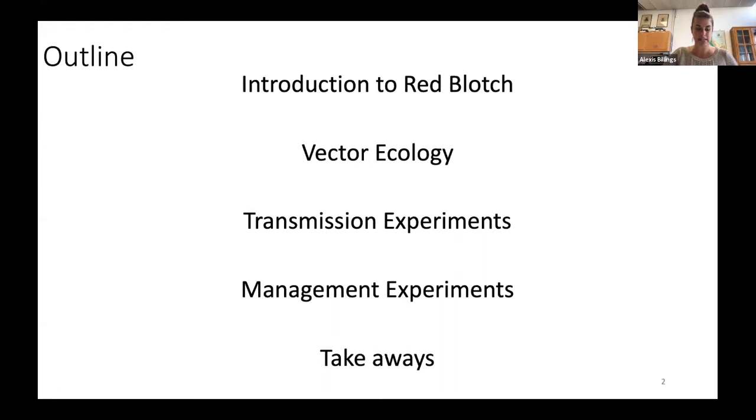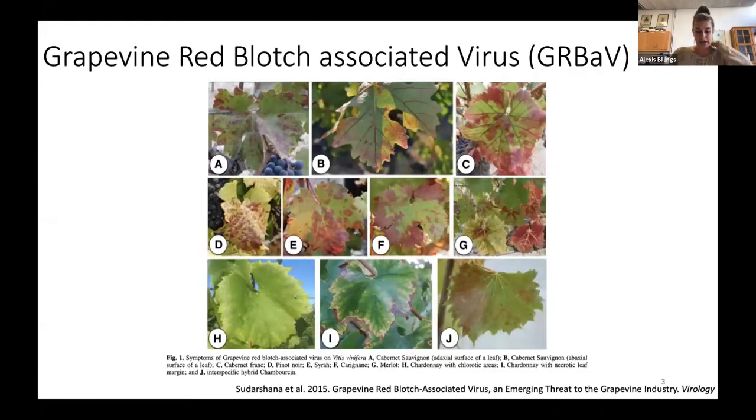Okay, let's get started. So grapevine red blotch associated virus, or red blotch as it's called, is a plant virus that affects both wild and commercial grapevines. It's a recently recognized viral disease, being first described in 2008. Its symptoms manifest as red blotches on leaves, especially in red varieties, appearing often in the fall around harvest time.